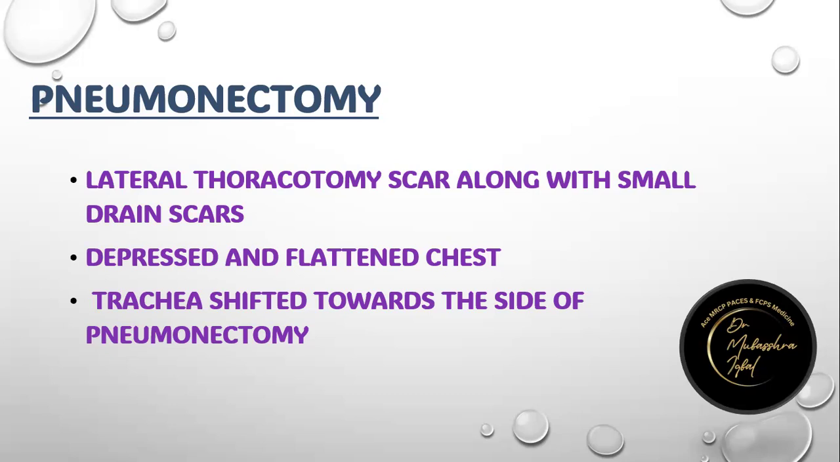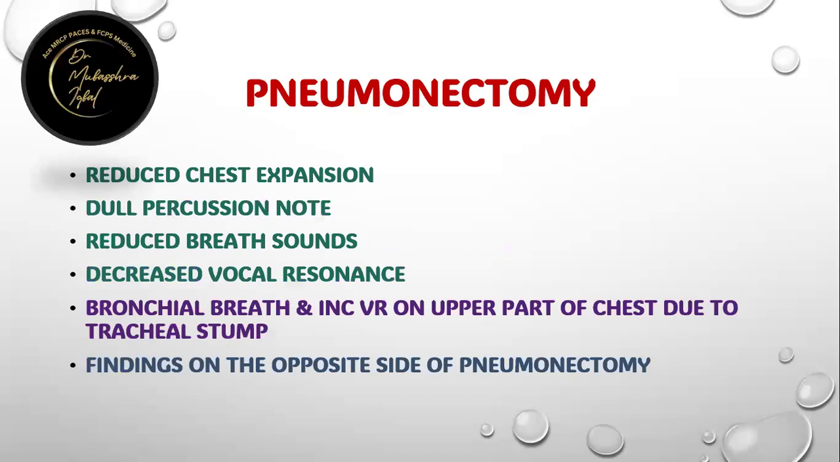For example, in a case of left-sided pneumonectomy, the whole of the left side will be depressed and flattened, and the trachea will be shifted towards the side of pneumonectomy. This will give you a clue even before examining the back of the chest. What findings will you get in a case of pneumonectomy? There will be reduced chest expansion, dull percussion note, reduced breath sounds, and decreased vocal resonance.